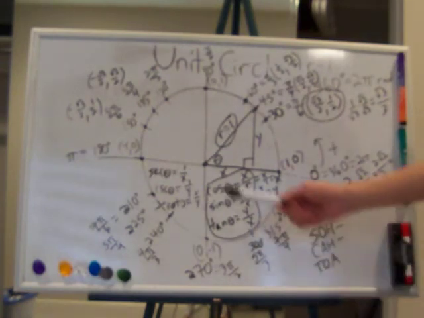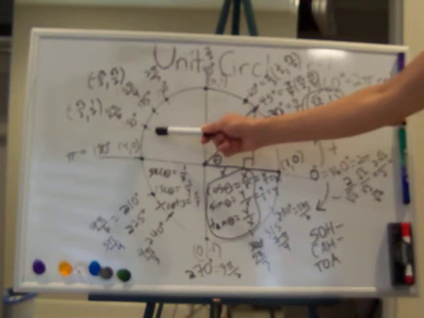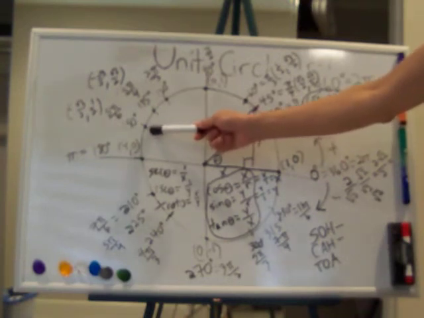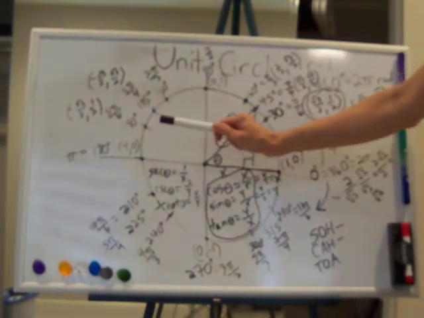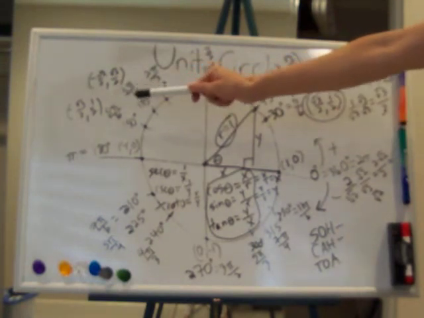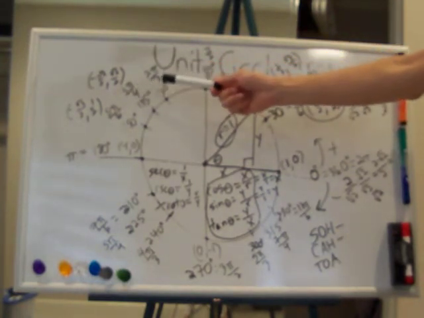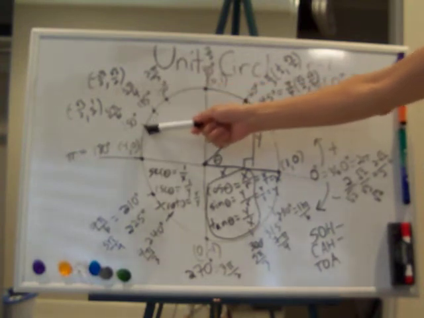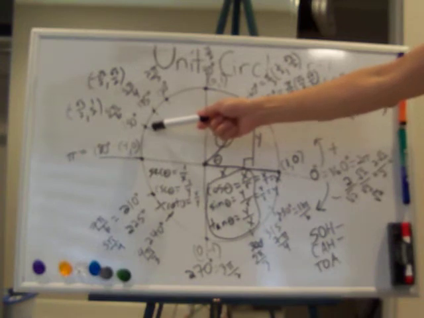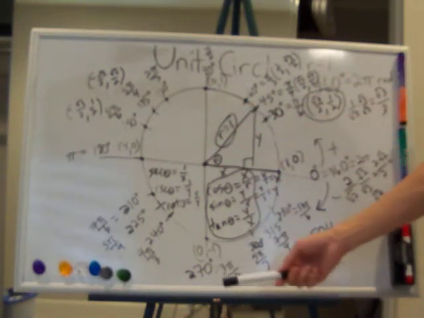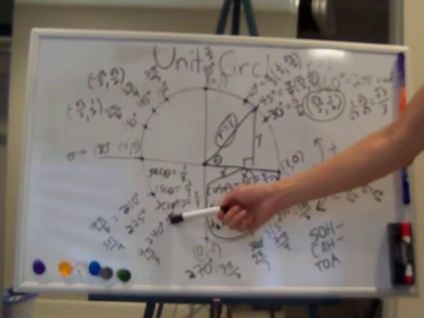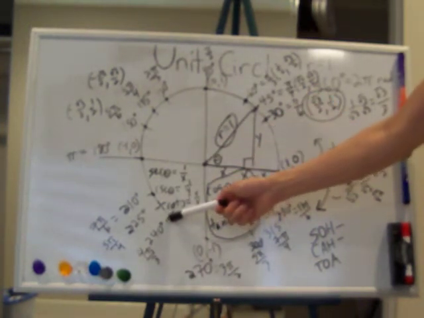So let's jump over to secant of 5 pi over 6. So what is the x value? Negative rad 3 over 2. Reciprocal of that is going to be negative 2 over rad 3, which becomes negative 2 rad 3 over 3, right? So secant of 5 pi over 6 would be negative 2 rad 3 over 3, right? So what if we did secant of 4 pi over 3? So the x value here would be negative 1/2. Reciprocal of negative 1/2 is going to be negative 2. So secant of 4 pi over 3 is going to be negative 2, right?